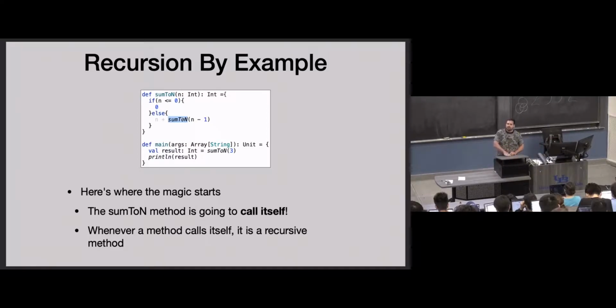Whenever a method or a function calls itself, we call that a recursive method, and we're playing with recursion at that point. A method that calls itself is a recursive method. So as soon as we have that recursive call there, this method calling itself, we got ourselves a recursive method. We know we're working with recursion.